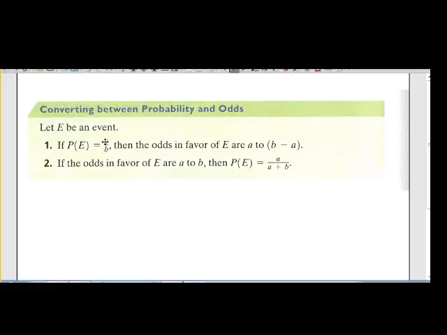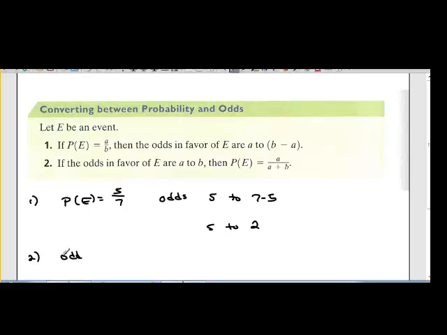So as an example, if I knew that the probability of event E was equal to 5/7, then the odds would be 5 to 7 minus 5, or 5 to 2, favorable to unfavorable. Because what we have is 5 favorable and 2 unfavorable, for a total of 7. So that's how you do the calculation from probability to odds, and then you can do it the other way.